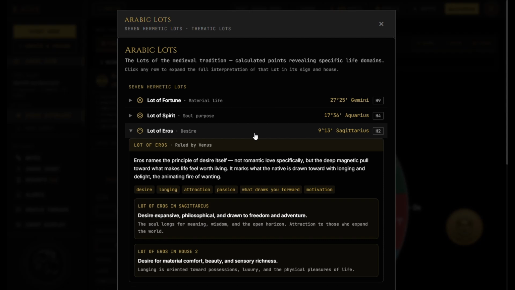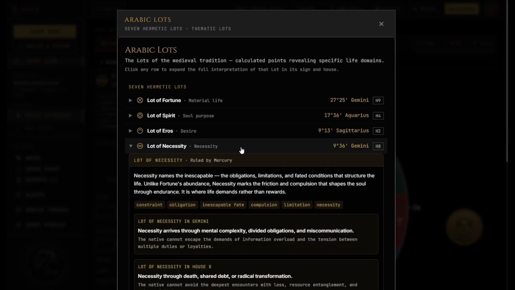Where Eros falls shows where that animating desire is most active in your life. It's one of the more personal and revealing lots. It shows not just what you want, but what genuinely moves you at a fundamental level.